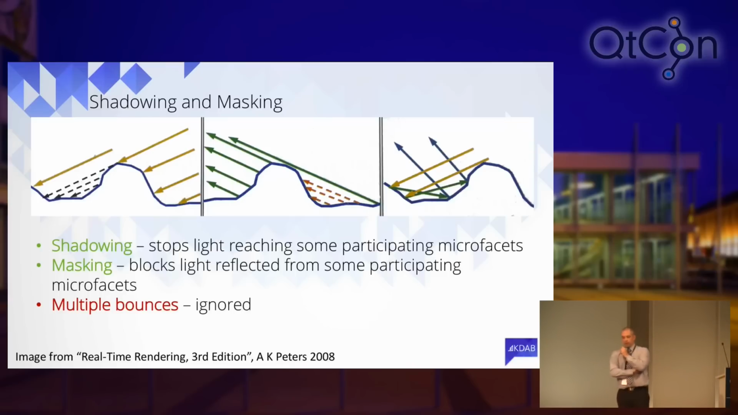And then we have masking, which is where light has actually hit a surface and then reflected, but then it's blocked getting to you, the viewer, by something else that's in the way. And then finally, on the right-hand side, there's multiple bounces, which we just completely ignore in PBR at the moment. We know that's a deficit, but it just turns out to be too expensive.